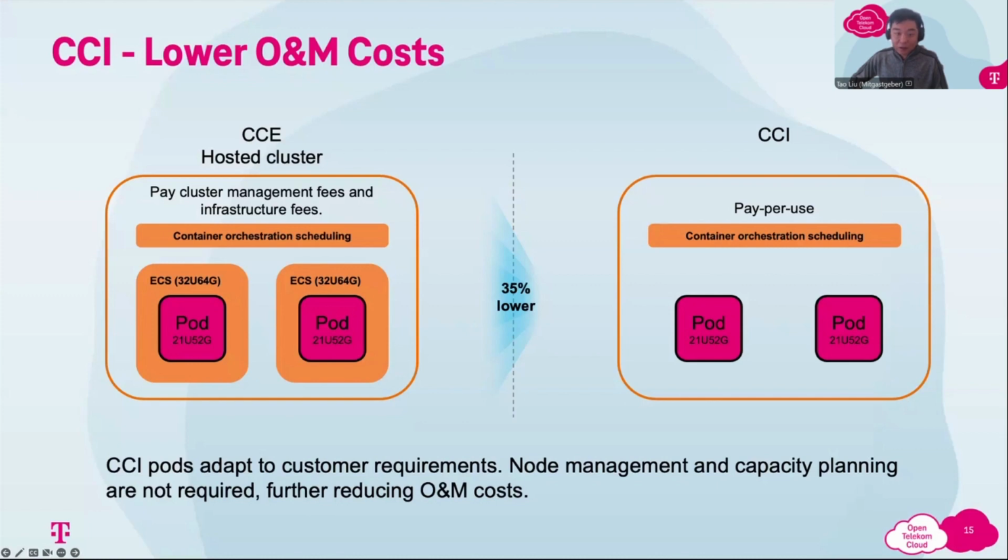Therefore, the O&M cost is further reduced. In other words, the user's choice between CCE and CCI is also a choice between flexibility and ease of use. Of course, the billing modes of the two services are also different.